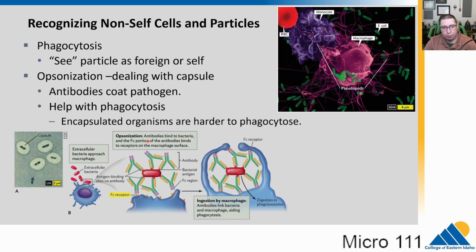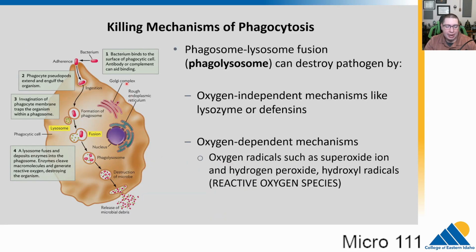with infections. Once a phagocyte gets a bacteria inside of the cell, there are several ways that it can go about killing it. It can fuse with a lysosome and use what we call oxygen-independent mechanisms like lysozyme or those defensin proteins to destroy it. Or it can use oxygen-dependent mechanisms, oxygen radicals such as superoxide and hydrogen peroxide, all of these reactive oxygen species we've talked about. They are very good at breaking down bacteria in this process. So there are two main ways that it goes about destroying them.